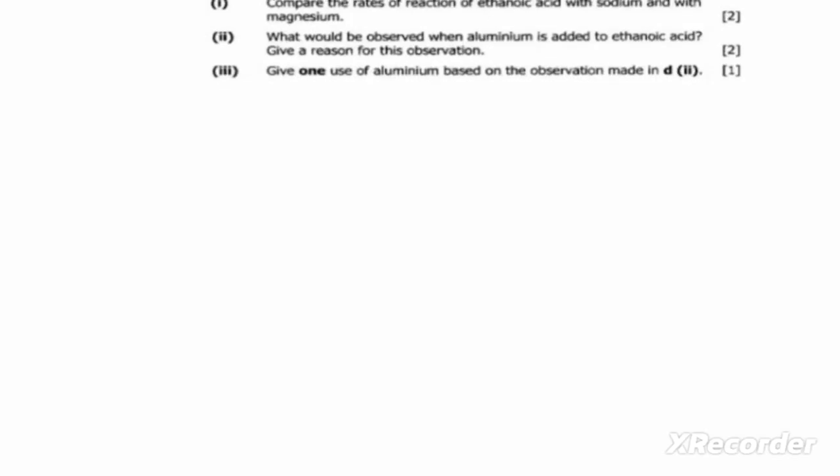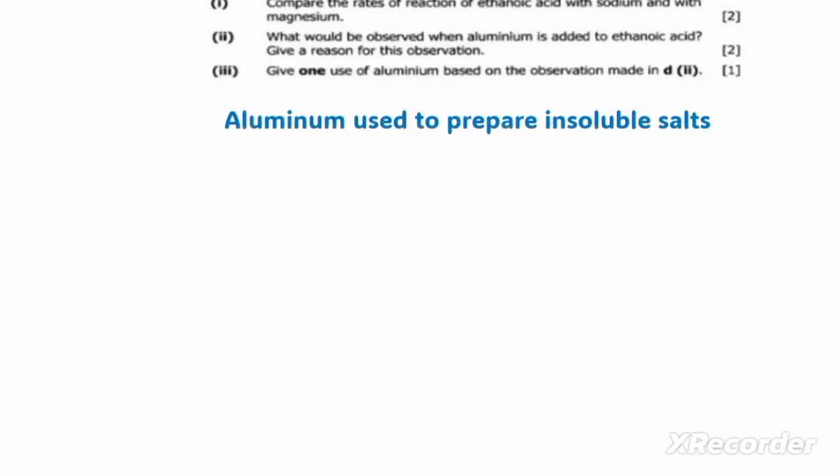Now, they want us to give the use of aluminium based on the experiment, from just the observation. So, since the precipitate is being formed on top of the ethanoic acid, we are going to say aluminium is used to prepare insoluble salts.